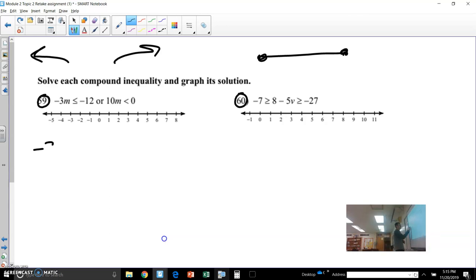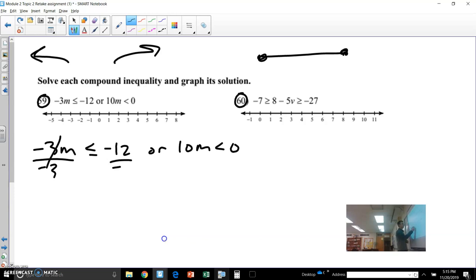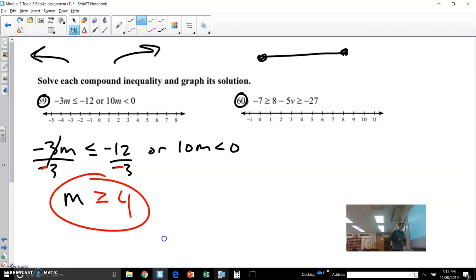So let's start with the first one. Negative 3m is less than or equal to negative 12, or 10m is less than 0. So I want to solve both of these. The first thing I want to do is divide by negative 3. And hopefully if you're tracking with what I'm talking about with this sign thing, we need to change the direction of the inequality because we were dividing by a negative value across that inequality. So that ends up giving us 4. m has to be greater than or equal to 4. So "or equal," fill it in, that little line under it, and any value greater than.